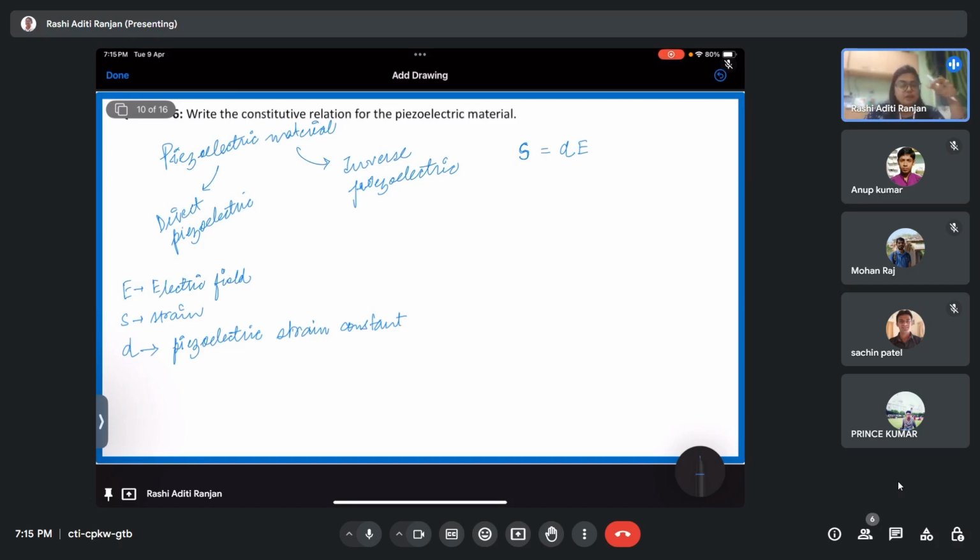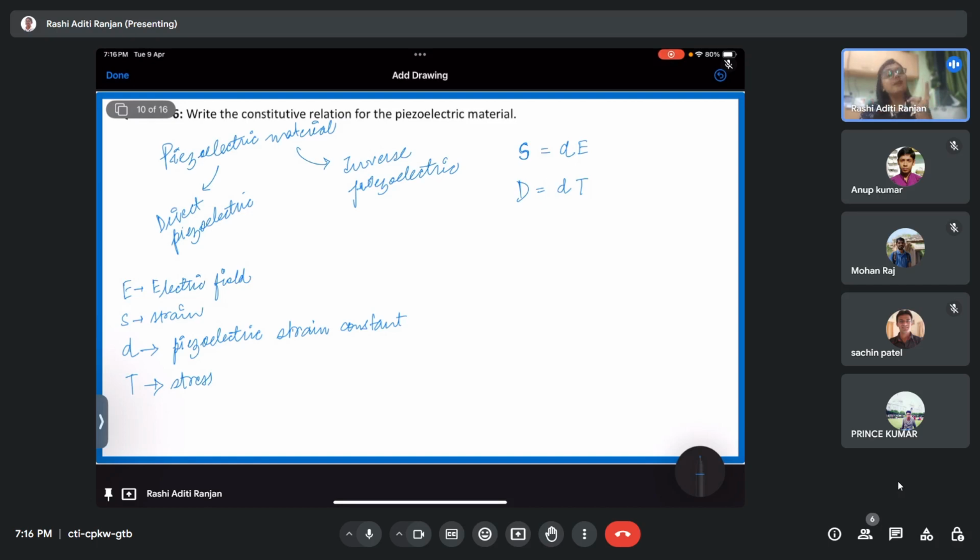Similarly, if I talk about my electric displacement, I can write my electric displacement D as small d into capital T. Now T is my stress. Now you would say, what is this? If you see your first equation, what is it telling? It is telling how, if I apply the electric field, my strain is going to change. So this is the mathematical form of your inverse piezoelectric effect.